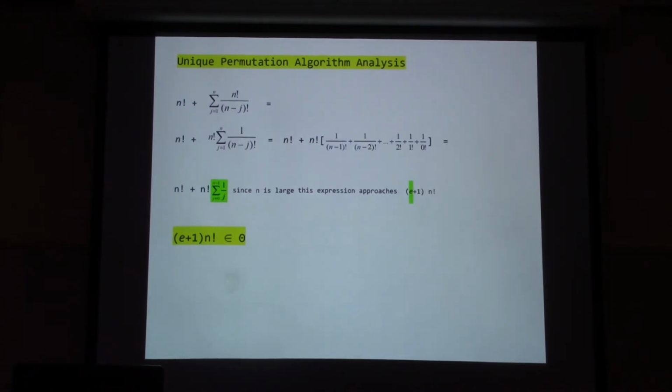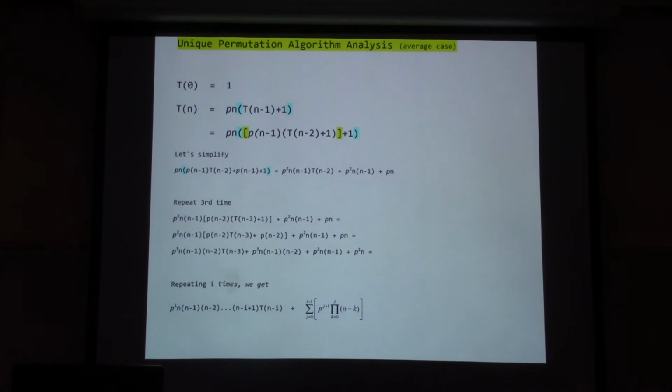If we look at the unique permutations, you're going to have n factorial plus the sum, as j goes from 1 to n, of n factorial over n minus j factorial. Okay, and if you recognize this sum is going to be very similar to what? This is going to approach e, because it's a summation of 1 over n minus 1 factorial plus 1 over n minus 2 factorial, etc., increasing all the way to 0 factorial.